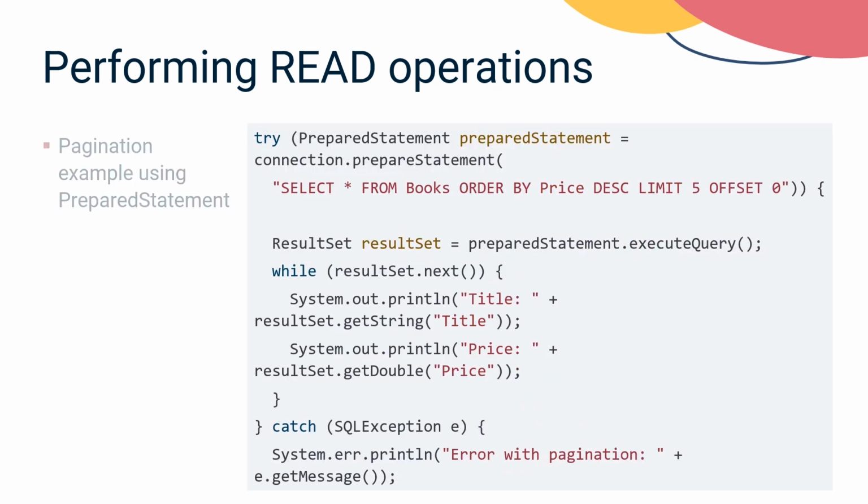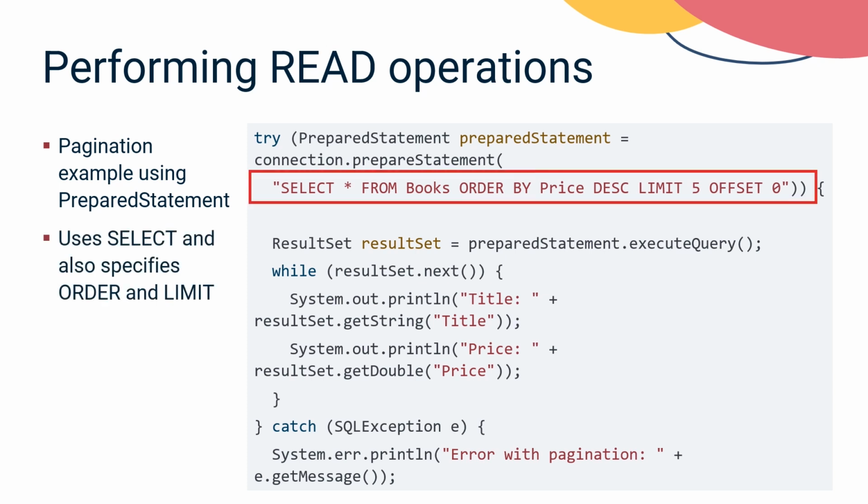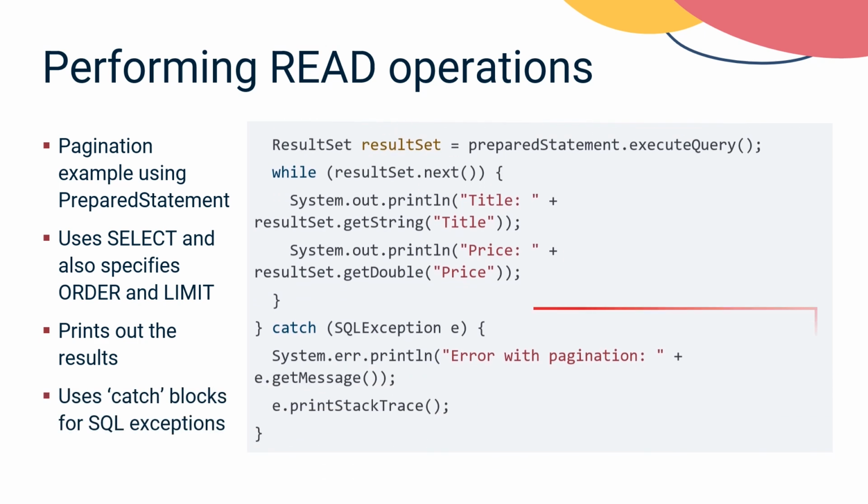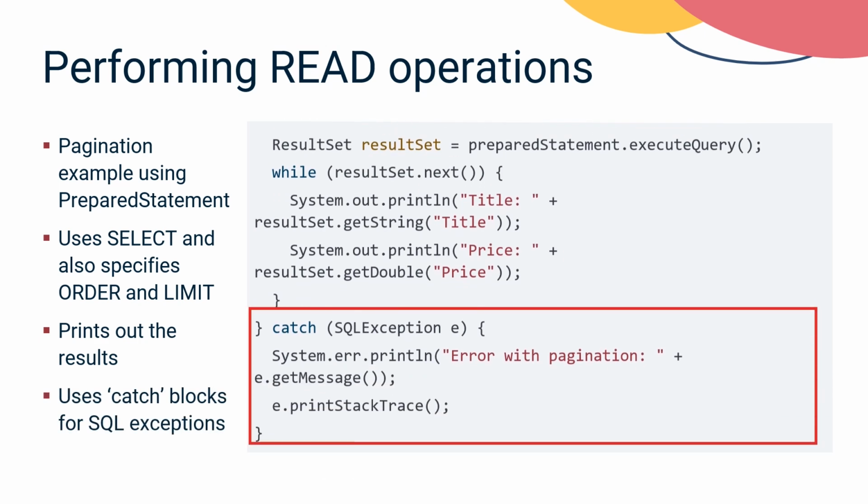This is another advanced read operation example, but this one performs pagination using a prepared statement object. You can see that the query used here is select asterisk from books, but it also specifies order by price and in descending order with a maximum limit of only the top 5 most expensive books. Again, it prints out the results and uses catch blocks for SQL exceptions.